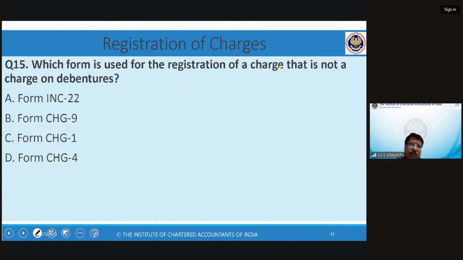INC out, then CHG 9 is debentures, CHG 4, what is it? Okay. Modification, certificate. So one is the correct answer. Okay. Let's see how many of you have given the correct answer, C.